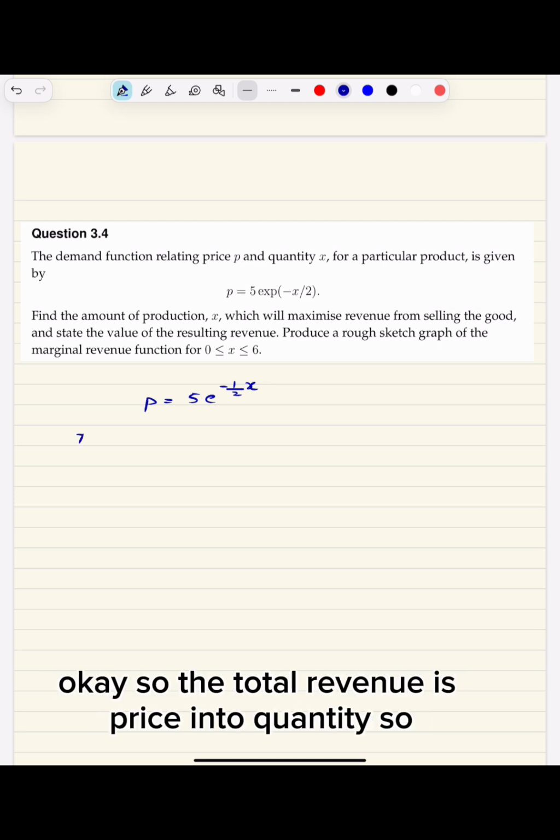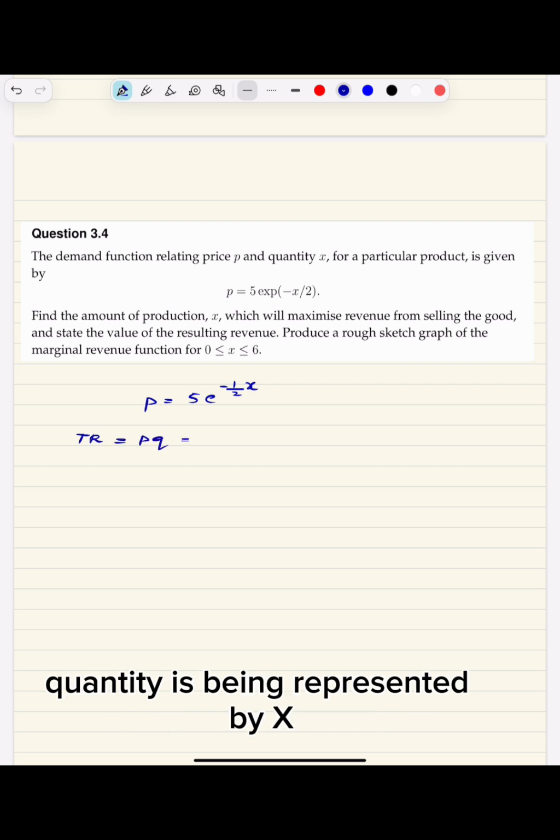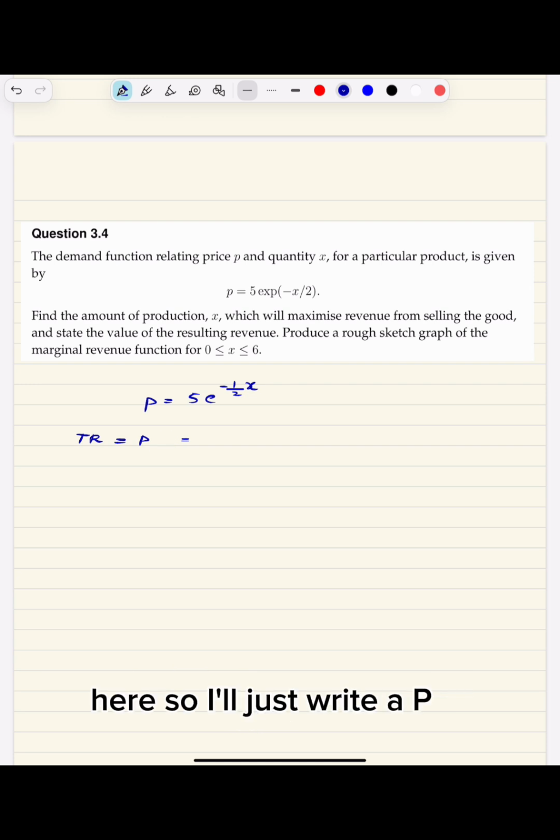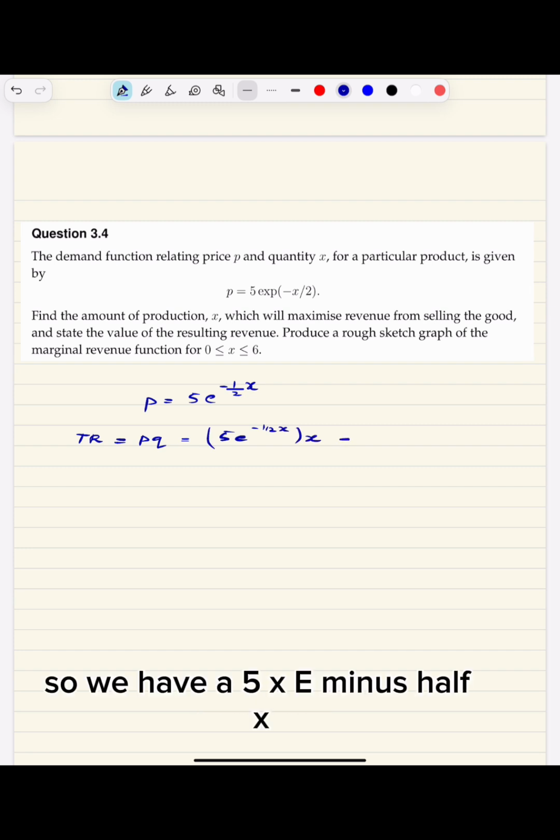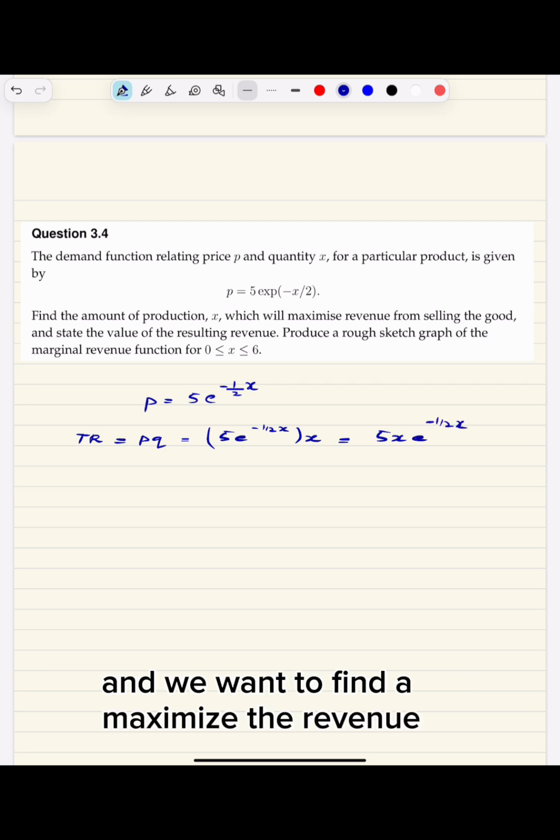Okay. So the total revenue is price into quantity. So quantity is being represented by x here. So I'll just write P, I'll write the x later, into x. So we have 5xe to the power of minus half x. And we want to maximize the revenue.